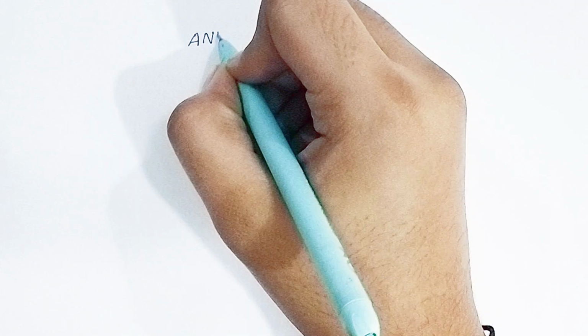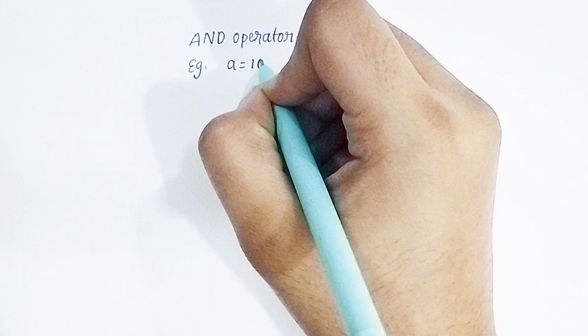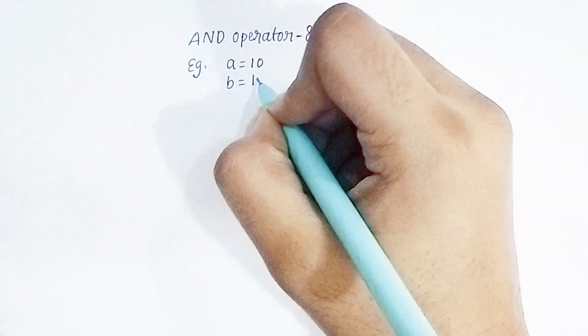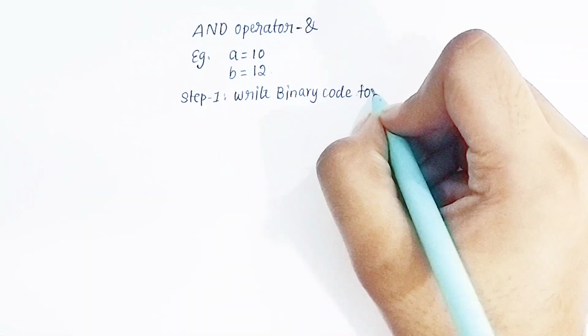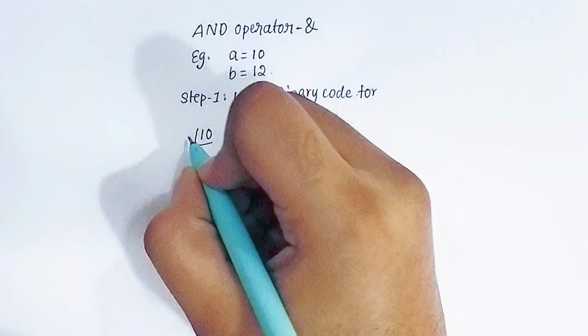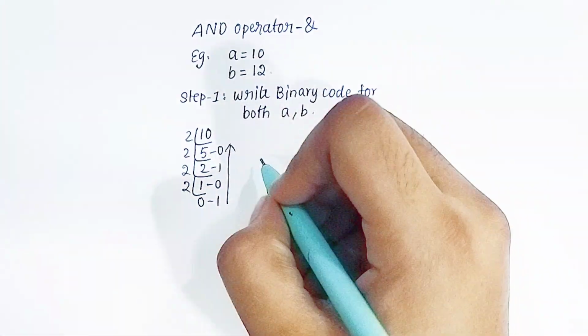Now let's try to learn the AND operator, and it is represented like this. Let's consider an example of A as 10 and B as 12. The first step is to convert these two numbers into binary code. I hope till now you understood how to write the binary code of any integer that comes across to you.